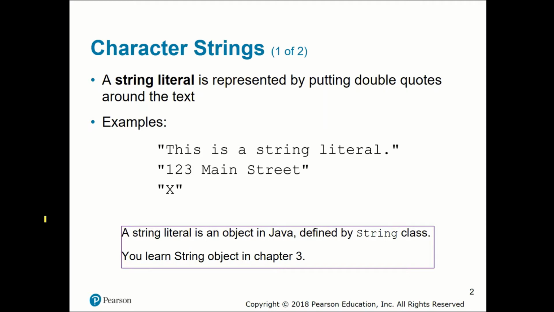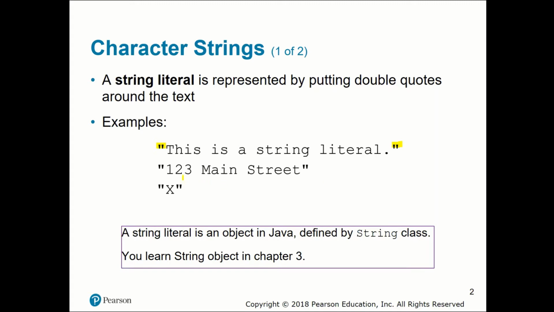A string literal is represented by putting double quotes around the text. Here are some examples of string literals. First, this is a string literal. This sentence is enclosed by double quotes like this, so this is a string literal.